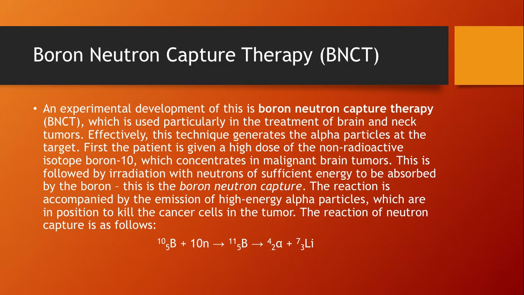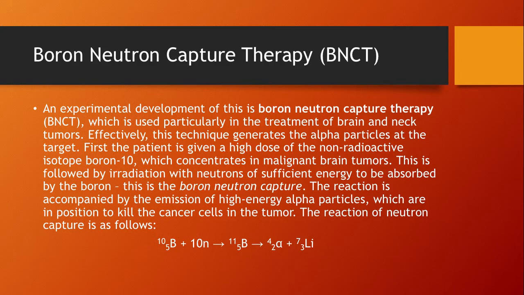Another experimental development is something called boron neutron capture therapy, BNCT. This is used particularly in the treatment of brain and neck tumors. Effectively, this technique generates the alpha particles at the target. First, the patient is given a high dose of the non-radioactive isotope boron-10, which concentrates in malignant brain tumors. This is followed by irradiation with neutrons of sufficient energy to be absorbed by the boron. This is the boron neutron capture.